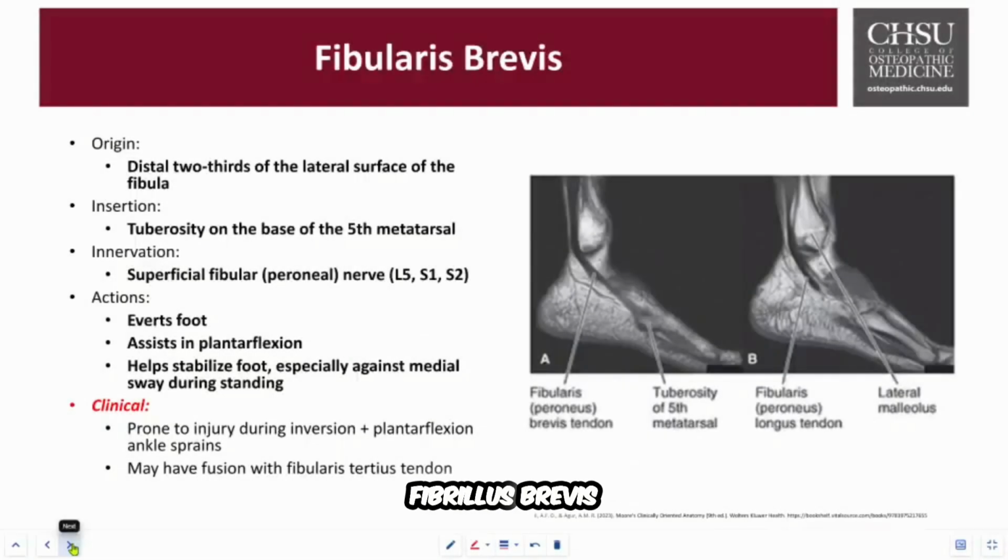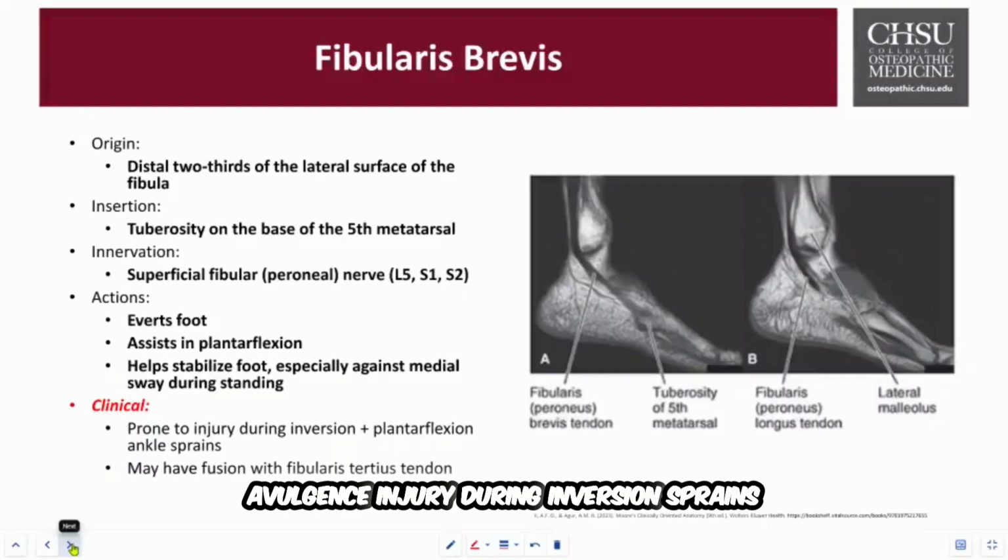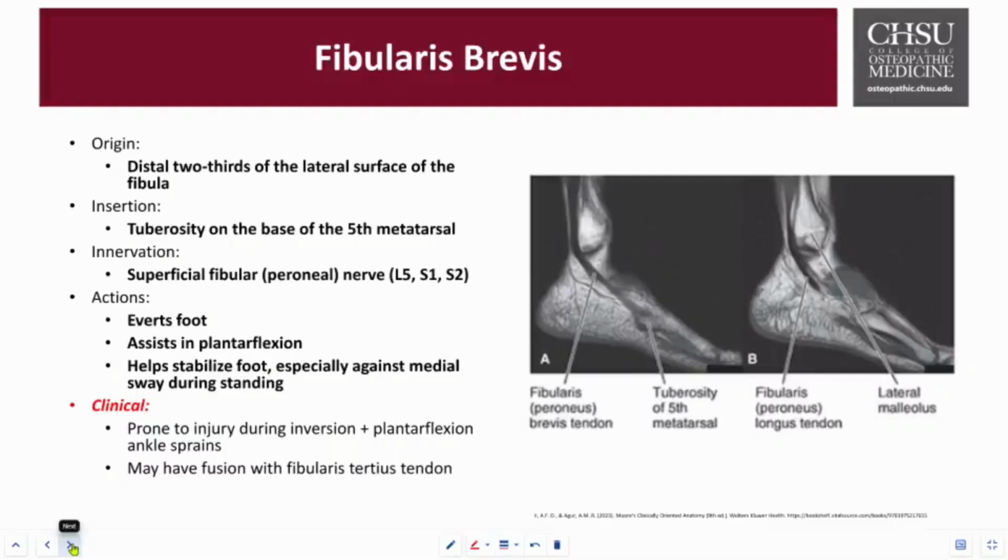Then we have the fibularis brevis. This is located deep to the fibularis longus, inserts onto the tuberosity of the fifth metatarsal, and it shares a function and innervation with the fibularis longus, primarily everting the foot. It's especially vulnerable to avulsion injury during inversion sprains, and is common in lateral ankle sprains, where the tendon may pull a piece of the fifth metatarsal away or further up.